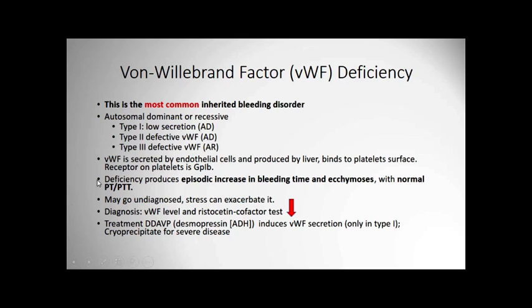Any deficiency will produce an episodic increase in the bleeding time and ecchymosis with normal PT and PTT. Why are the PT and the PTT normal? Is there any problem in the pathways of coagulation? No, so when you measure PT and PTT, they are going to be totally normal.